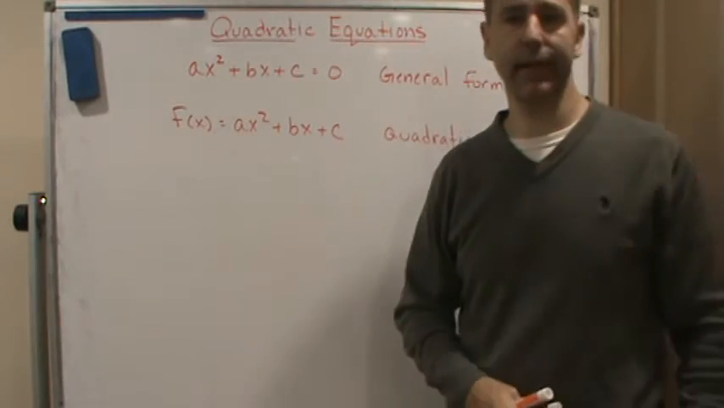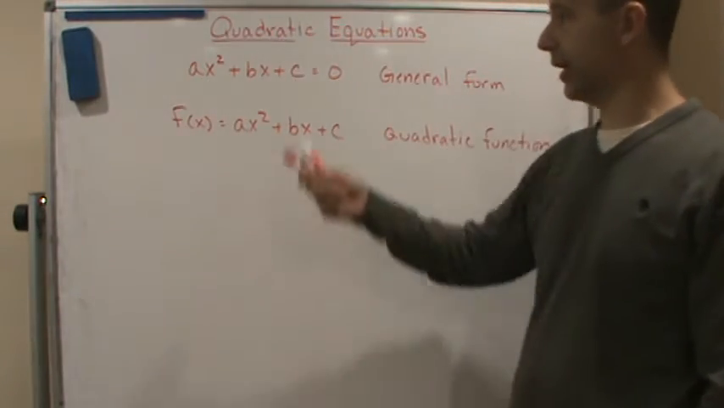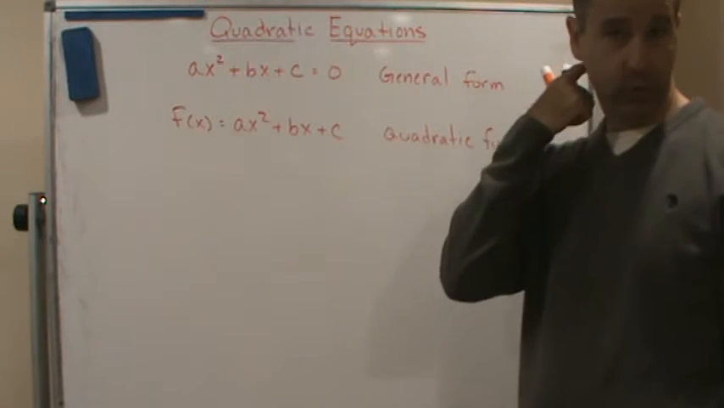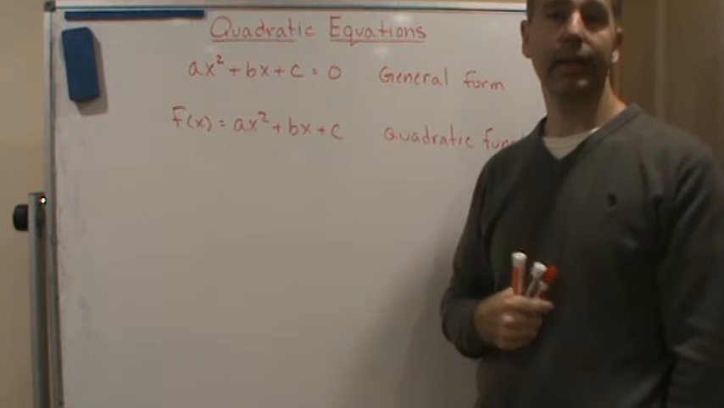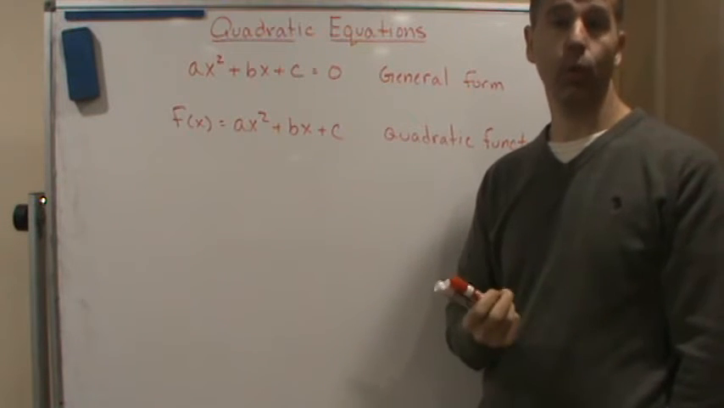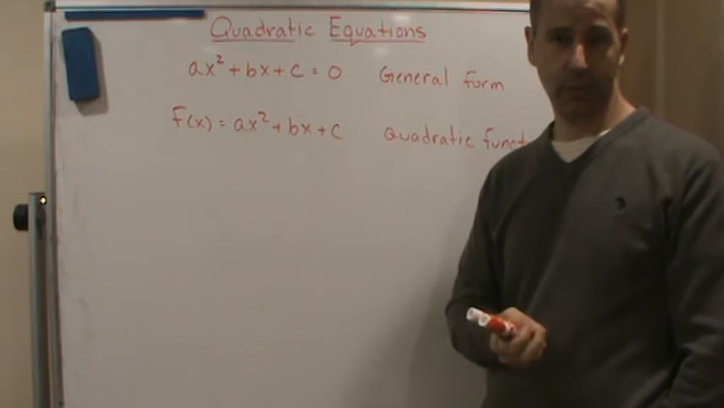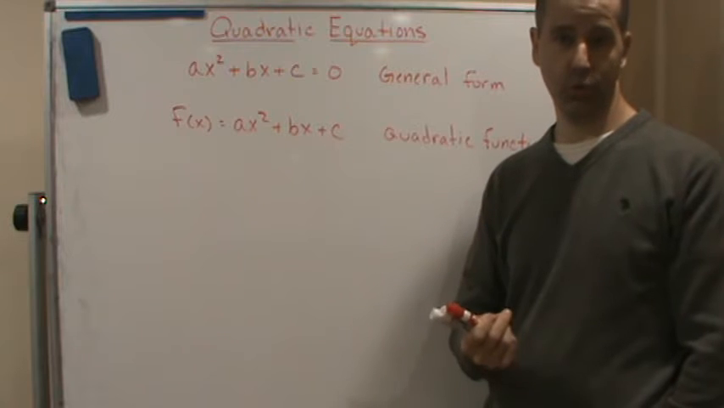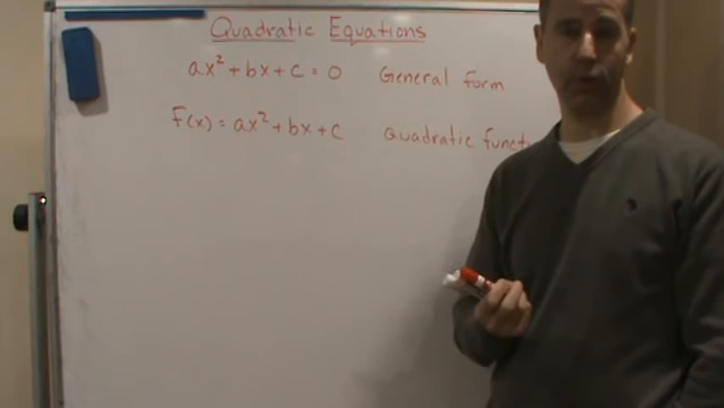Okay, welcome, and today in this video we're going to start talking about quadratic equations. So what is a quadratic equation? A quadratic equation is any equation that has what we call a degree of 2, or the largest exponent. So the term with the largest exponent has an exponent of 2.